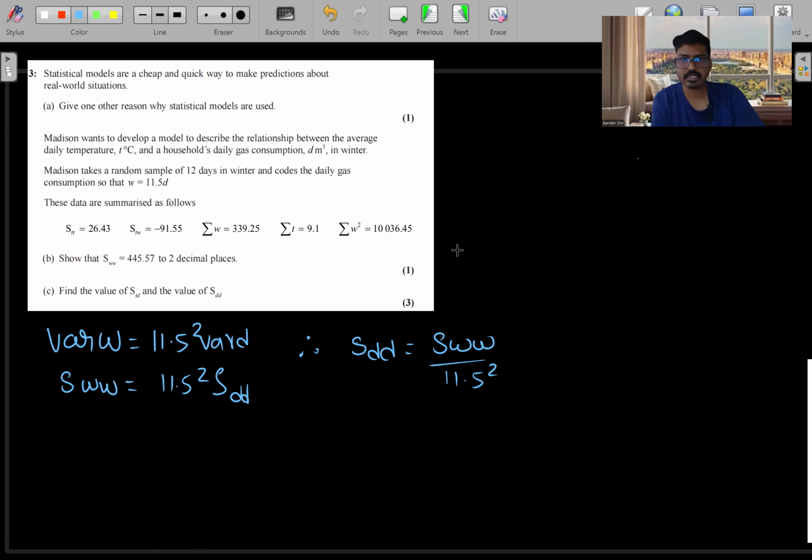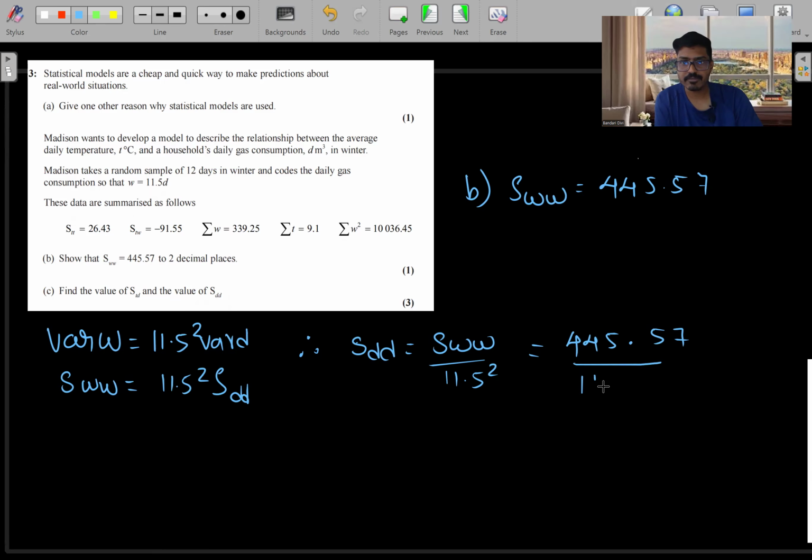Is this step clear? Now we know what SWW is, from the B part. From the B part, SWW is 445.57. So this is going to be 445.57 divided by 11.5 whole squared. If you calculate using simple calculations, I'm not going to show it in the calculator. So this will be our answer for part C under the second part, which is SDD: 3.369.